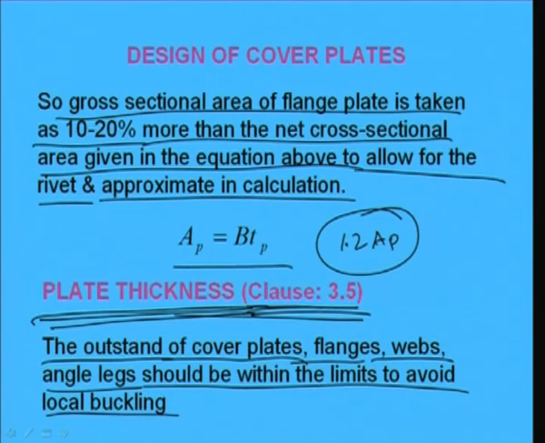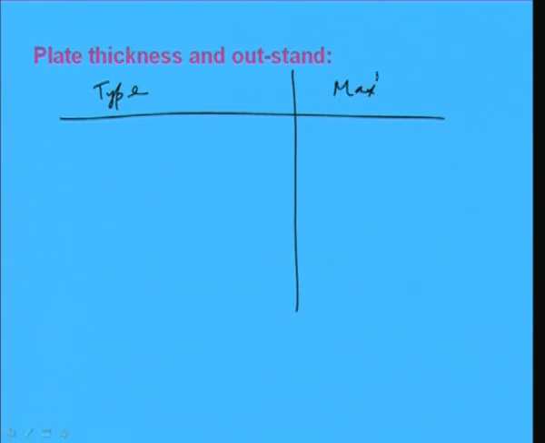Now, the code has given some provisions which I am going to write here, so that we have some idea before going to design a built-up section. In clause 3.5, it is told that it depends on the type of plate, and accordingly the maximum width. For different types of plates, the maximum width has been decided.